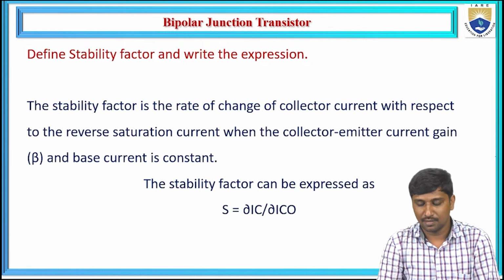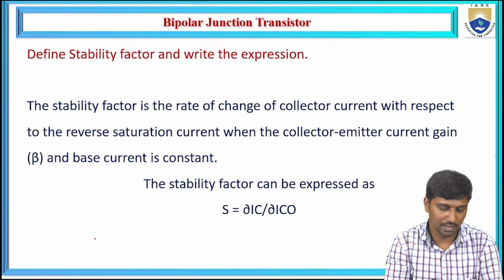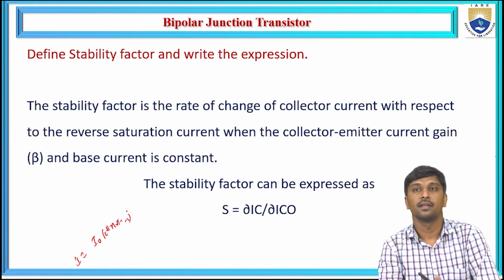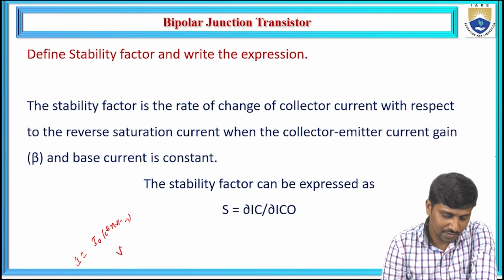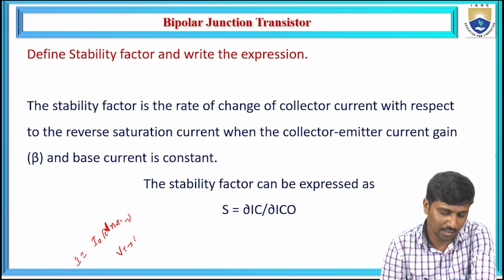We know that when the reverse voltage is applied, as per the diode equation, I is equal to I naught into e power V by eta times Vt, minus 1, where Vt is the thermal voltage.